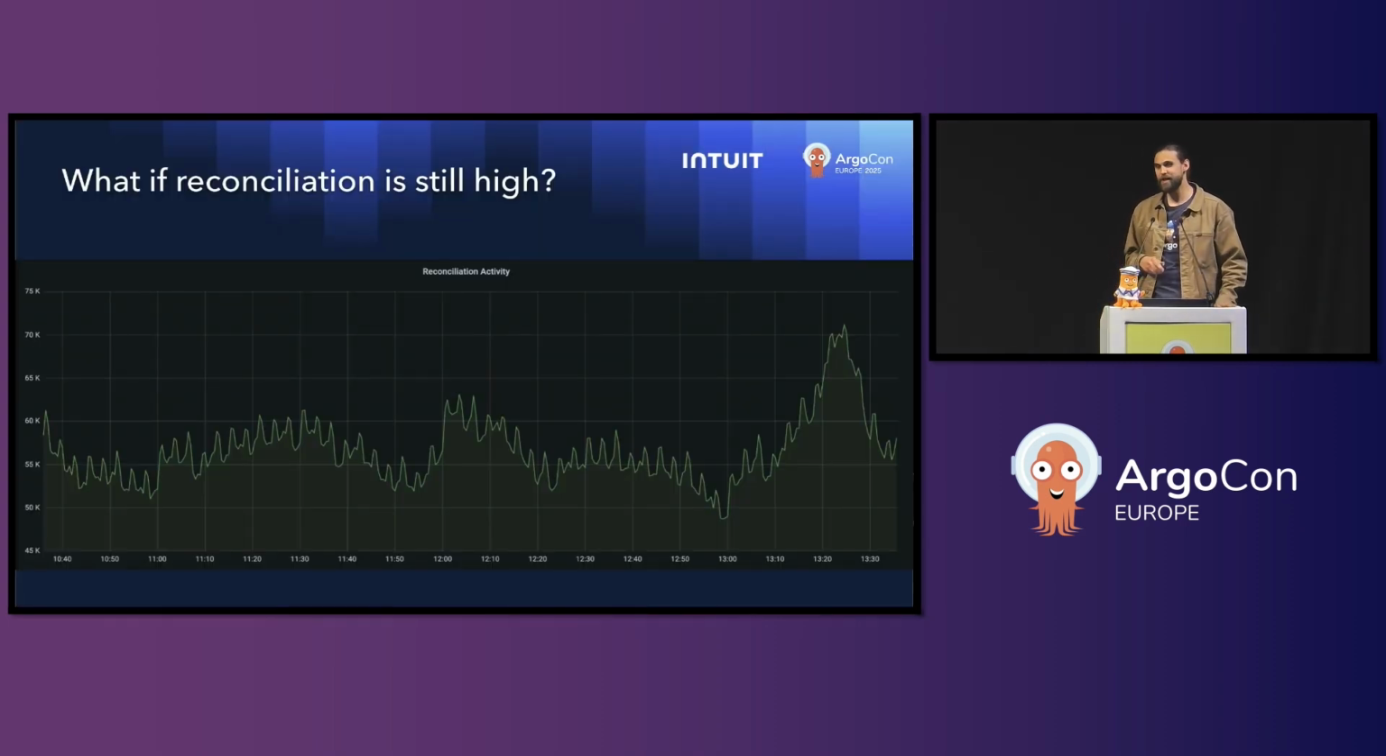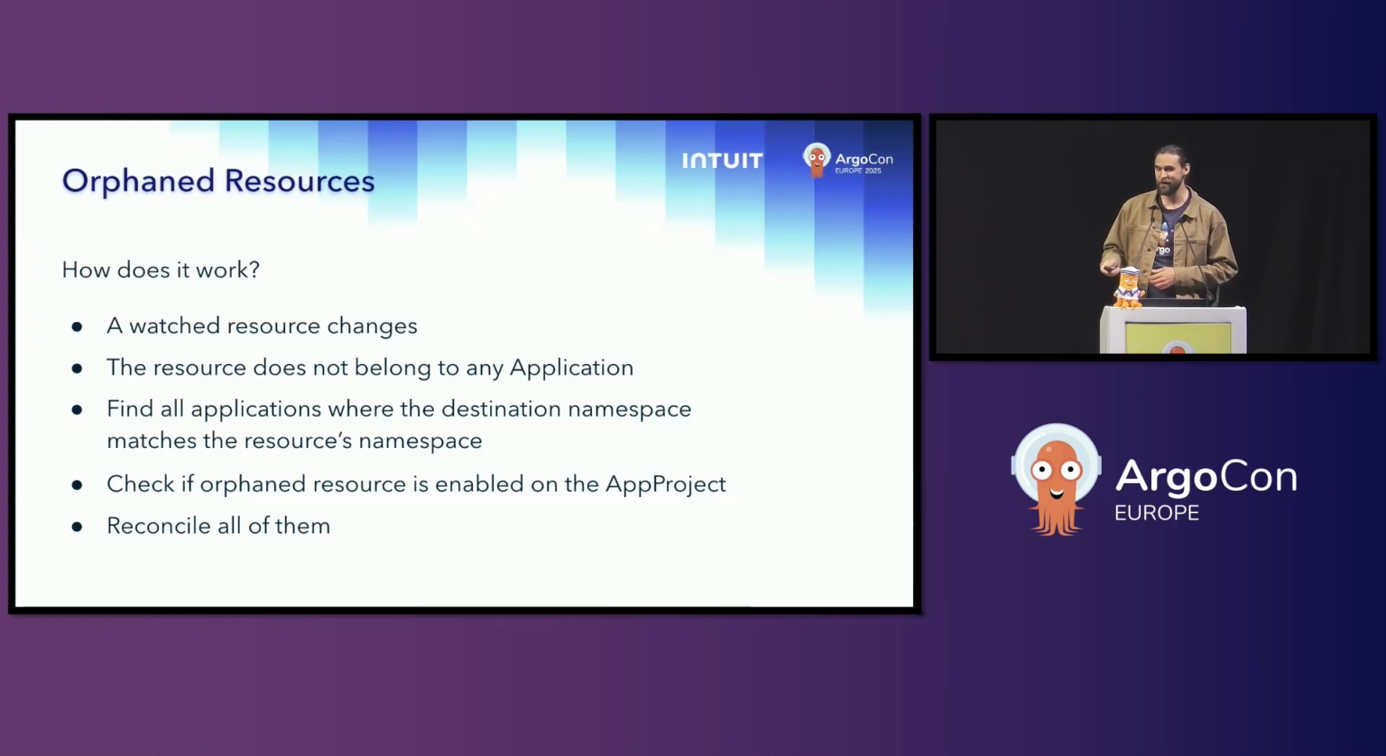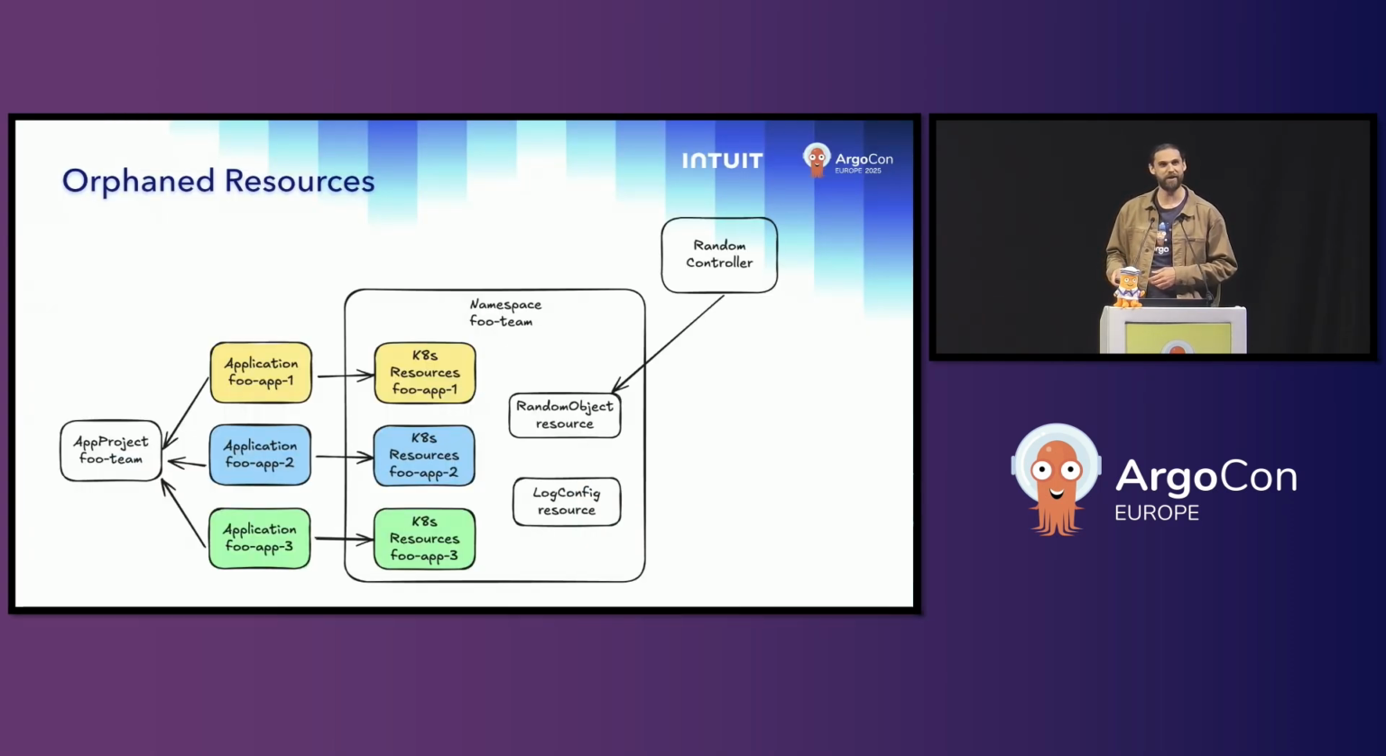So what if reconciliation is still high? You have different things that can cause high reconciliation, but I'm already behind schedule. So let me see, raise your hand if you use Orphan resource monitoring. Okay, some of you, so I'll go quickly, but I'll be at the Argo booth after for your questions. But basically, Orphan resource monitoring is going to cause an update whenever there's a resource in the namespace that changes.